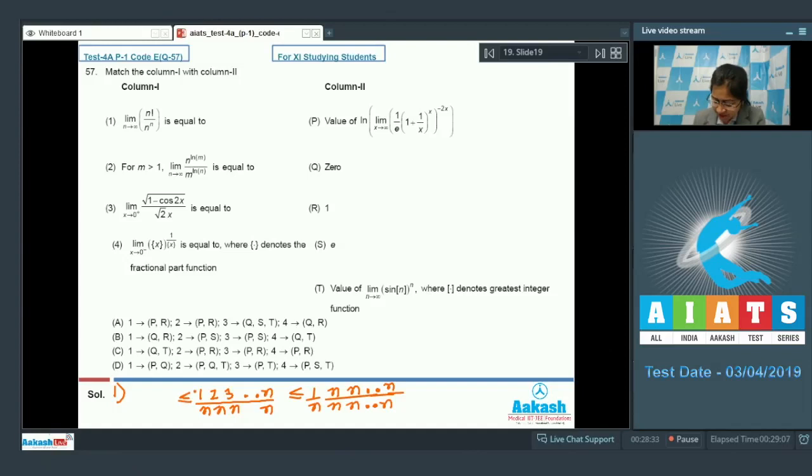Also it is greater than or equal to if I put 1 instead of 2, 3, 4 up to n. So it is greater than or equal to 1 into 1 into 1 up till 1, upon n into n into n.